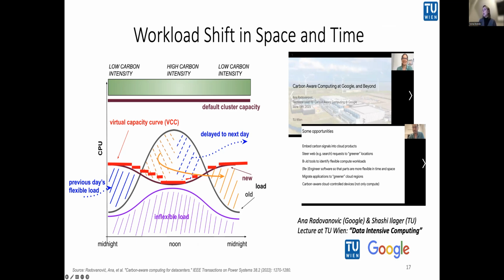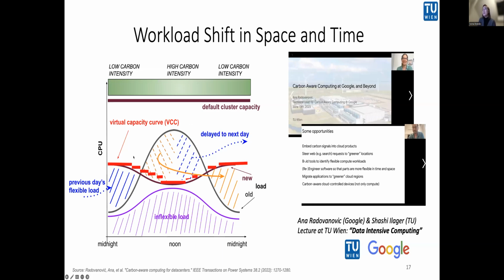It is called workload shift in space and time. So if you look at this diagram here, you have your workload during the day, and here you have the intensity of your workload in CPU numbers, right? You can see here we have inflexible workload, which has to be executed immediately. So you cannot shift it in space and time.